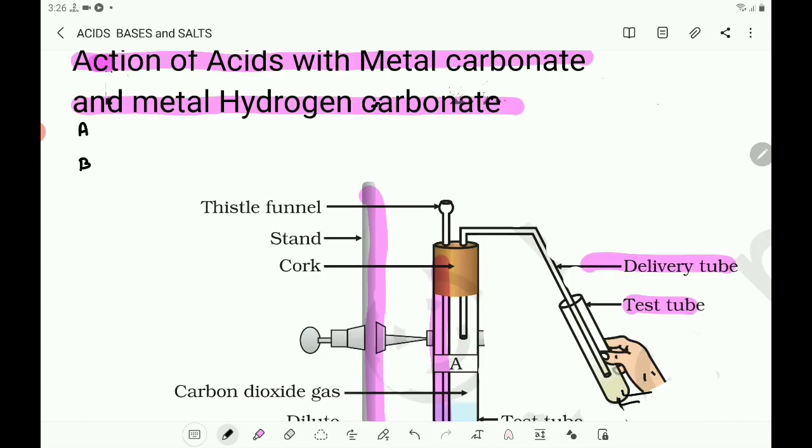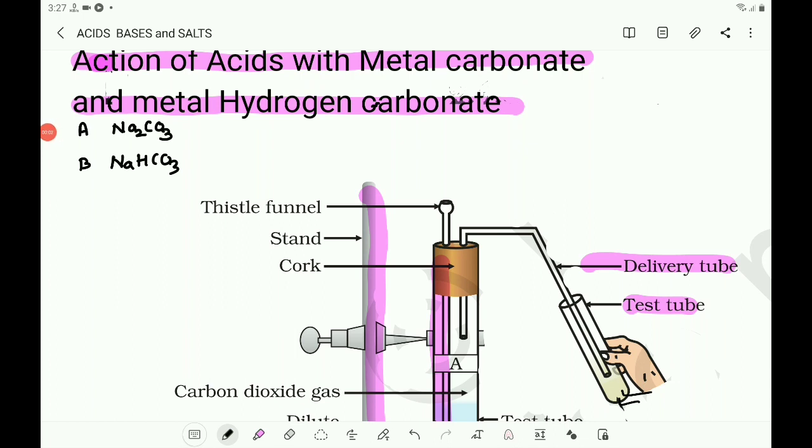In test tube A, you take 0.5 gram of sodium carbonate. So what is the molecular formula of sodium carbonate? That is Na2CO3. And in test tube B, you take sodium bicarbonate, which is also called sodium hydrogen carbonate, NaHCO3.